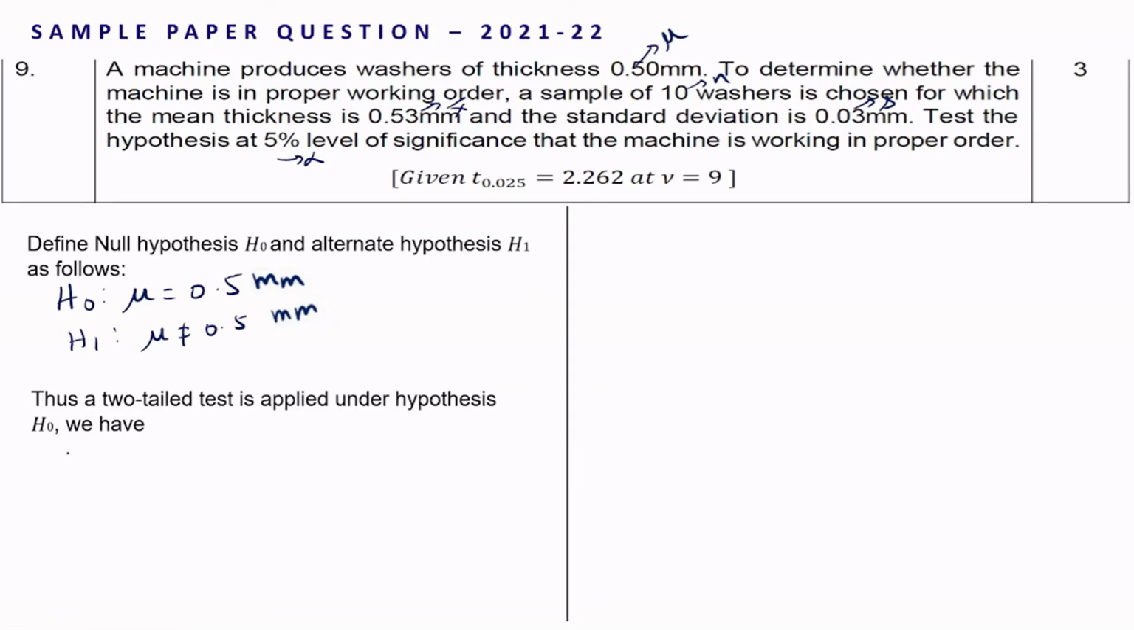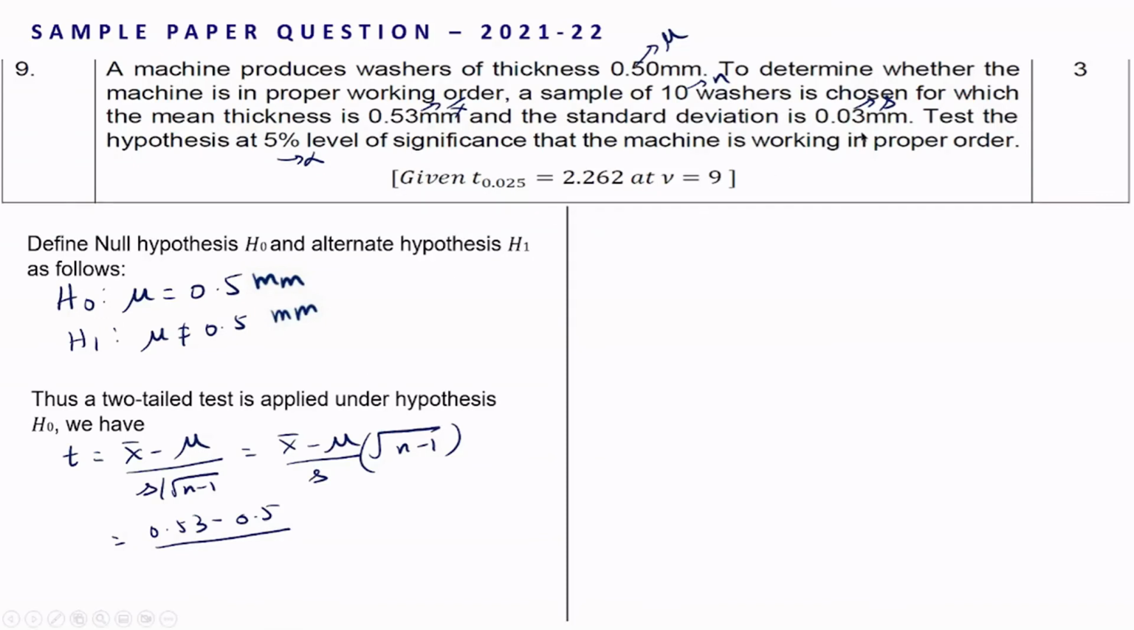We have t equal to x bar minus mu upon s by root of n minus 1, or it is x bar minus mu upon s into root of n minus 1. So here x bar is 0.53 minus mu is 0.5 upon s is 0.03 into root of 10 minus 1. So this is 0.03 upon 0.03 into root 9, which is 3. So we get t as 3. The calculated value of t is 3.